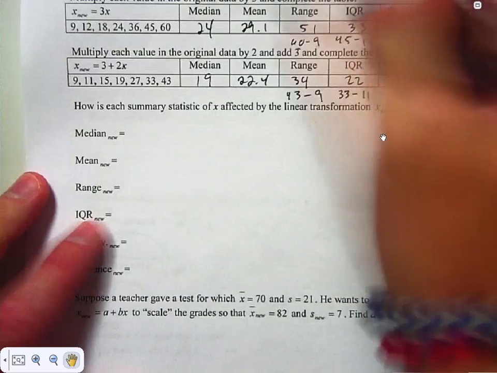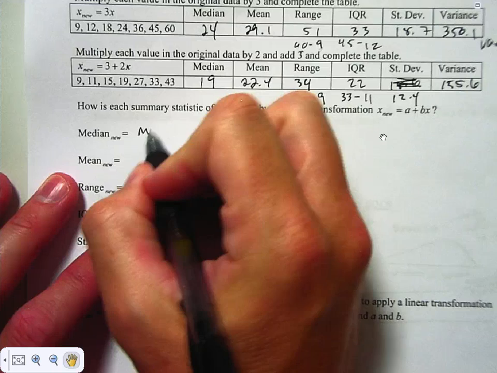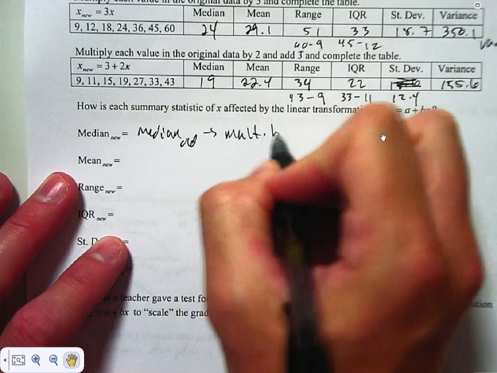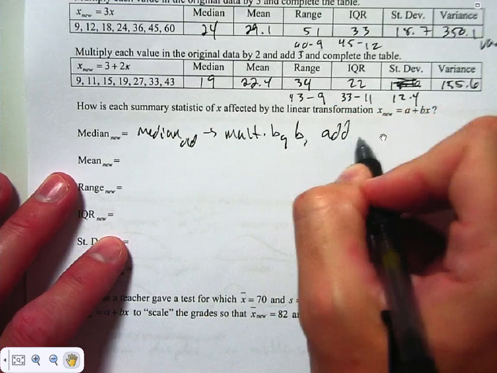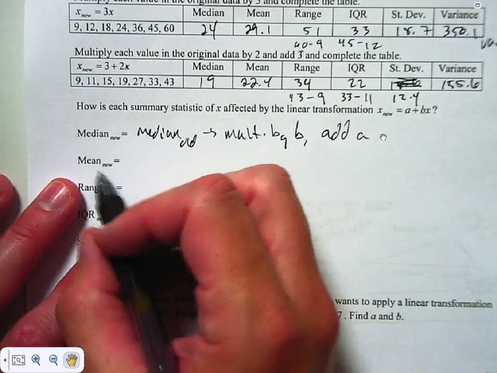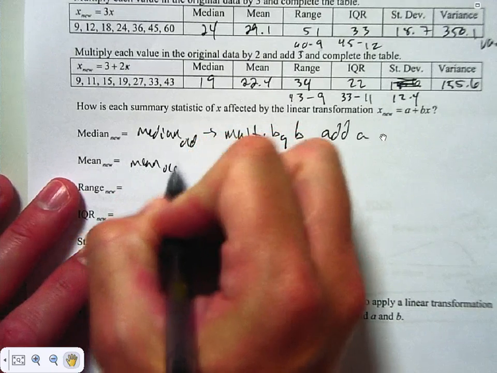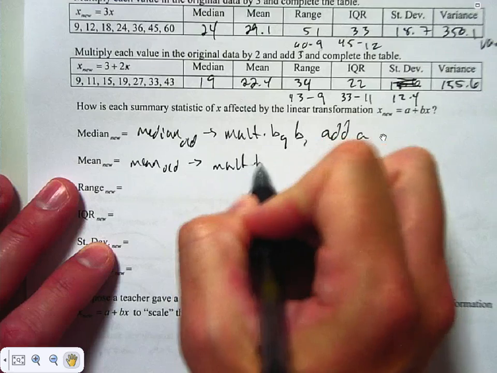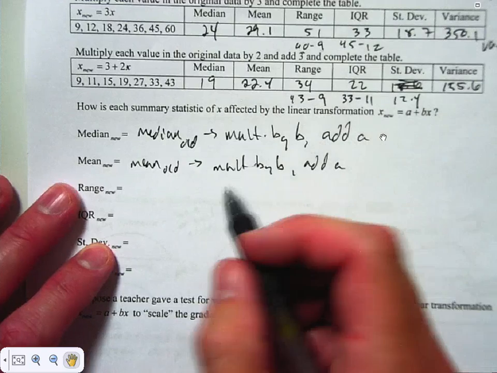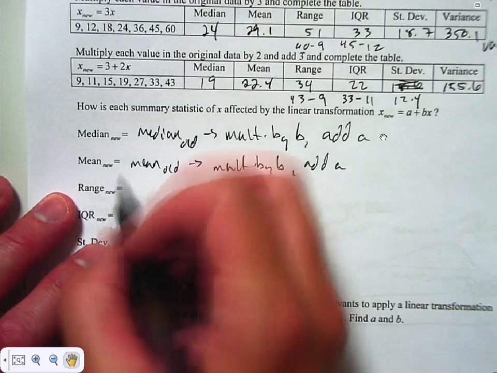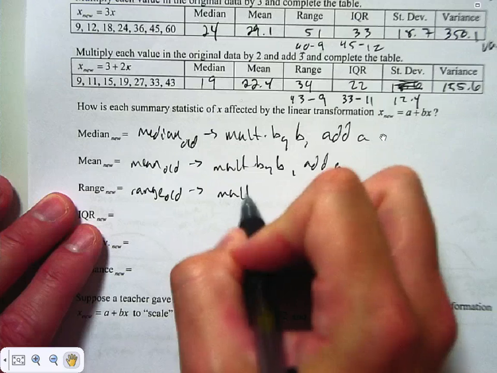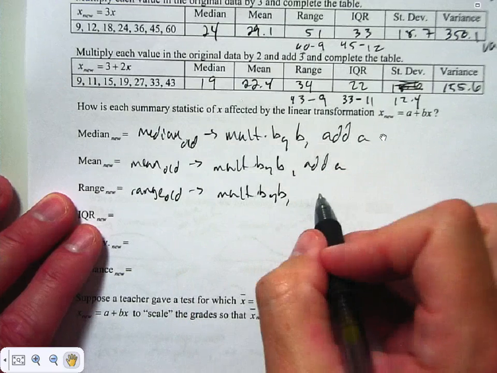So from up here, our new rules are this. To get the new median, I'm going to take old median and multiply it by b and then add a. Okay? New mean, I'm going to take old mean, multiply it by b, because it was affected by multiplying, and add a, because it was affected by adding. You can go back up to the table and see that. The new range, I'm going to take the old range and multiply it by b and add a.